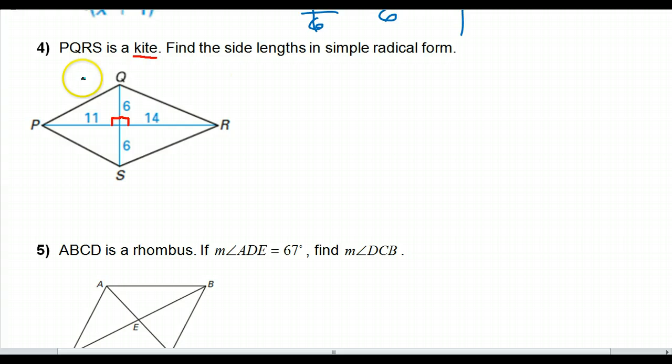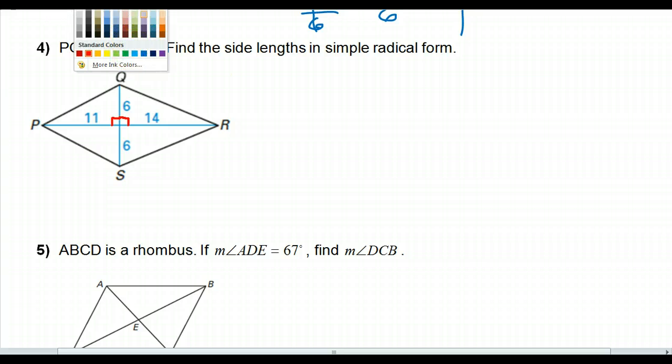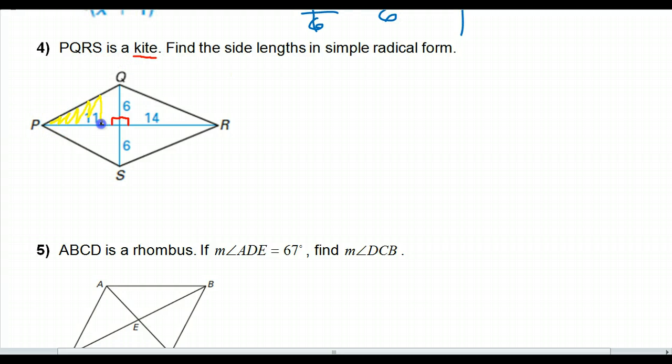All right, I'm going to do this triangle over here first. Okay, the yellow triangle. Probably should have just traced it. Okay, I'm going to do the yellow triangle first.